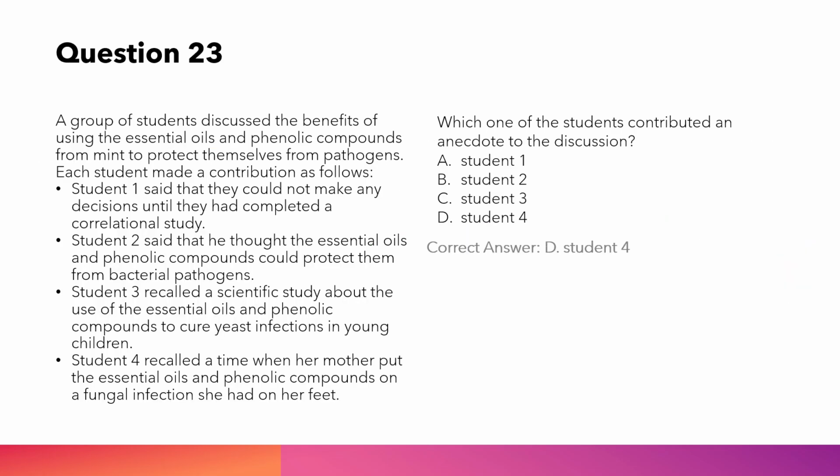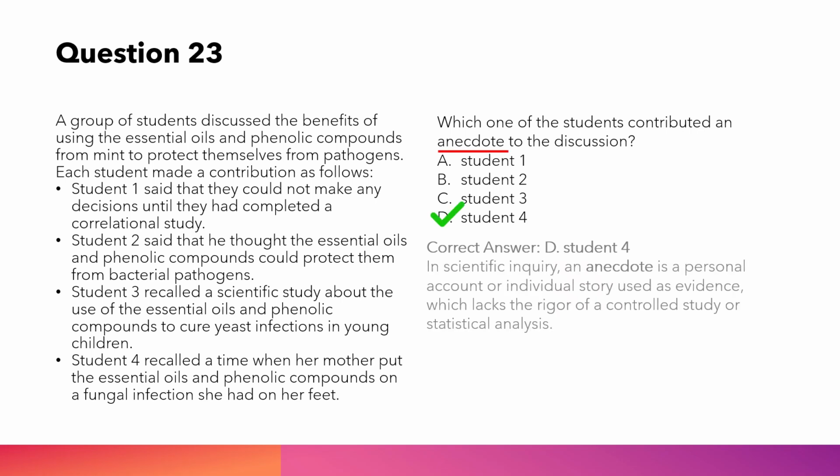Correct answer, D, Student 4. In scientific inquiry, an anecdote is a personal account or individual story used as evidence, which lacks the rigor of a controlled study or statistical analysis.